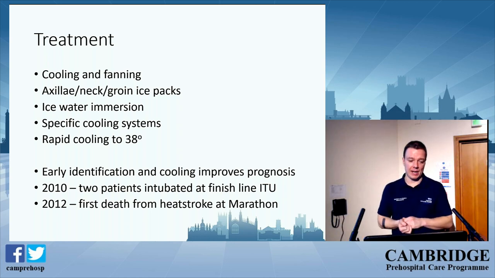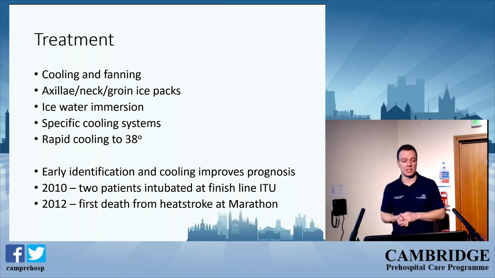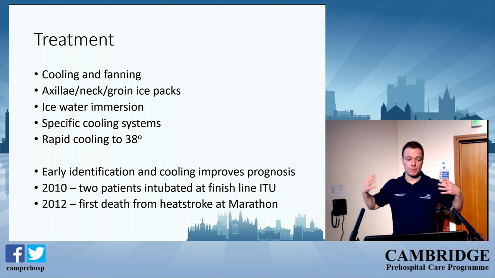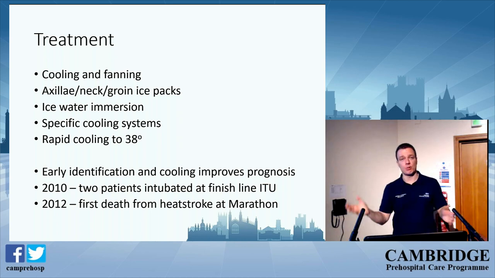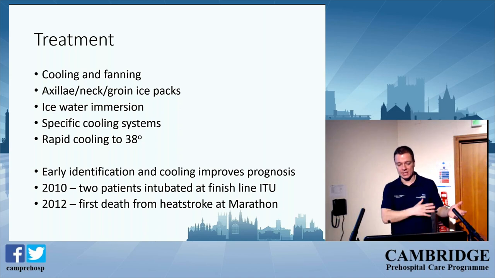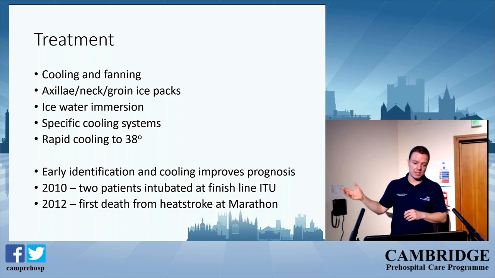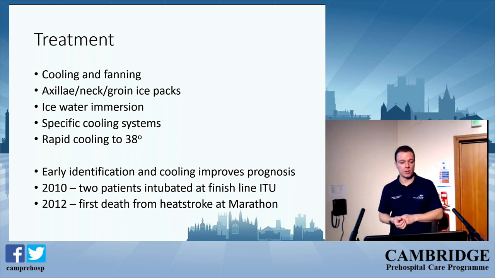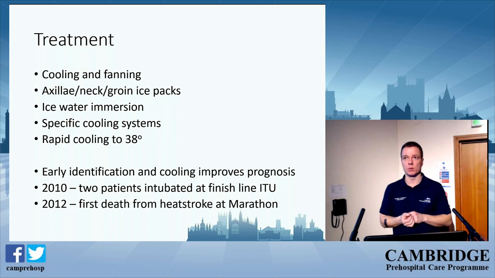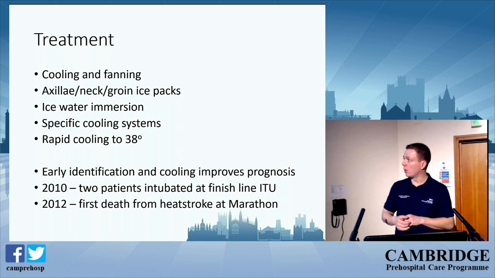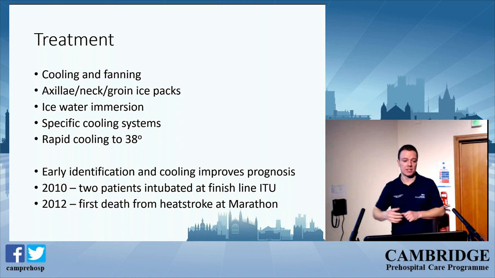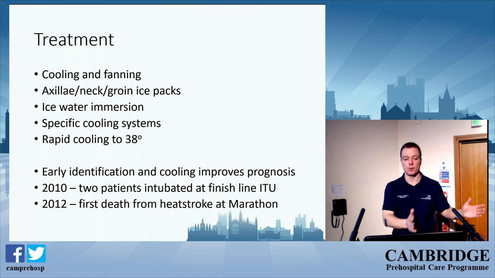So what's the treatment and how do we do it? Well, it's actually pretty obvious and pretty basic. You have to cool them down, and you have to cool them down fast. So cooling and fanning, ice packs in the groin, air going across them, increasing that convective and radiative heat loss, is important. There are specific cooling systems that you can get, basically big ice packs that you can put around patients, that we used to have in the hospital when we were using targeted hypothermia for post-cardiac arrest patients. We're aiming for a rapid drop in temperature through those systems to at least 38 degrees as quickly as possible, because the quicker you get the temperature down, the better they do.